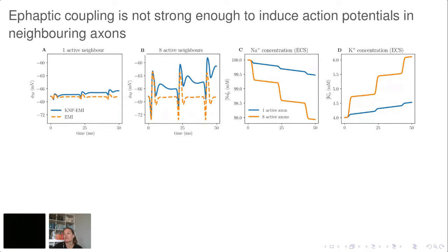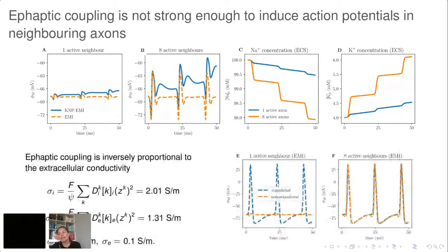And you can also see the difference between the KNP EMI framework, which is in blue here, and the EMI framework in orange. And in the KNP EMI framework, we also see a persistent depolarization of the membrane that increases for each action potential fired. And this is due to the alterations in the Nernst potential. The Nernst potential will change for each action potential fired as potassium will be released into the extracellular space and sodium taken up by the cells.